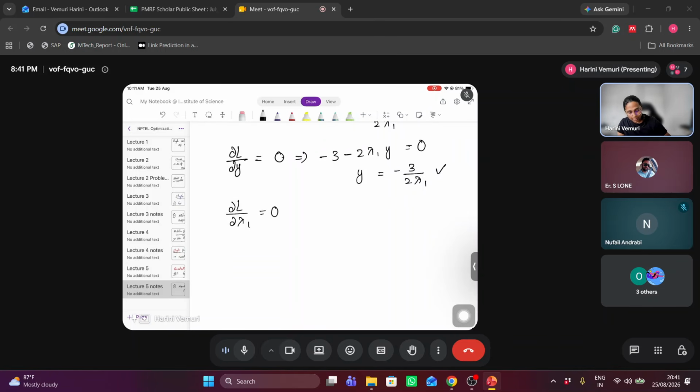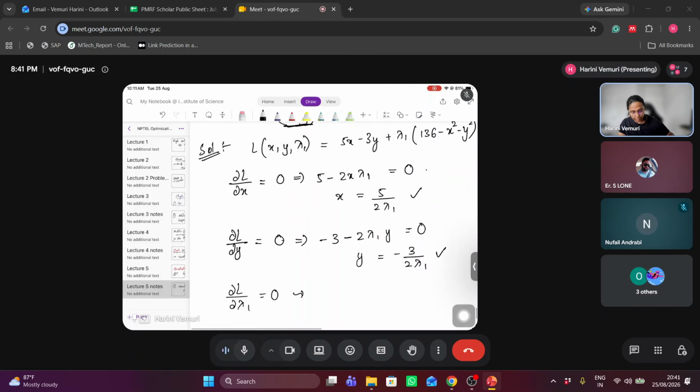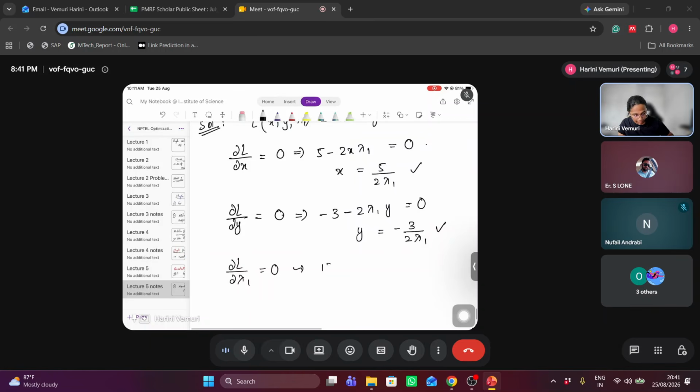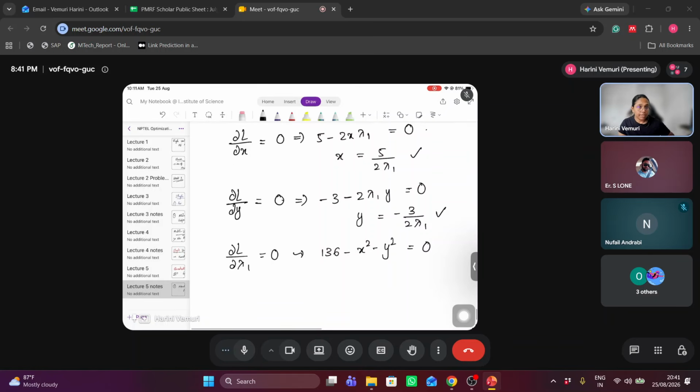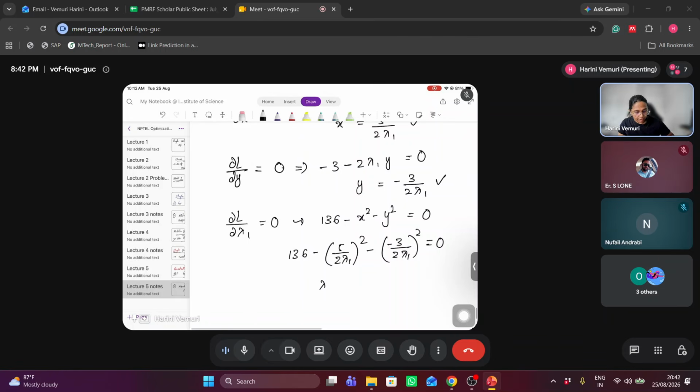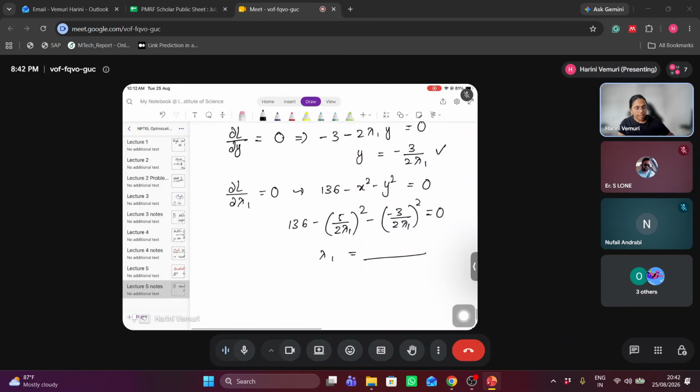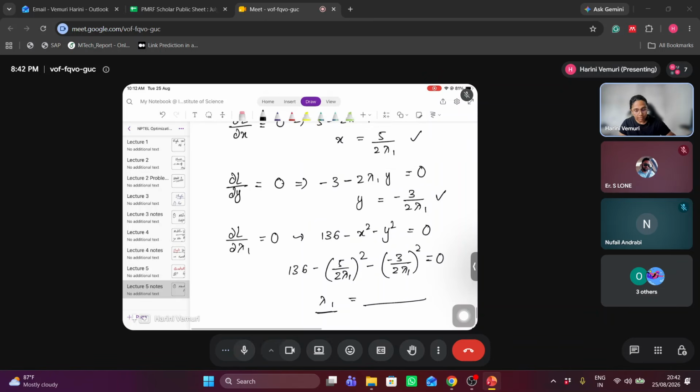Okay. So from this case, if dou L by dou lambda 1 equal to 0, it's 136 minus x square minus y square equal to 0, right? So if you want exact values of lambda, x and y, then what we can do is 136 minus x, which is 5 by 2 lambda 1, whole square, minus y, which is minus 3 by 2 lambda 1, whole square equal to 0. So when you solve this, we get lambda values. Okay, I think maximum 2 you will get because we will have a second order equation here. Then substitute these values in these 2.